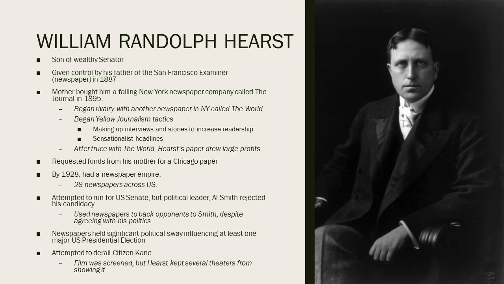So because of Al Smith, William Randolph Hearst could not run for U.S. Senate under the Democratic Party. And Hearst was not the best of losers. So he used his newspapers to back opponents to Al Smith, despite agreeing with his politics. So William Randolph Hearst is a Democrat, at the time a Democrat, and so is Al Smith. But because he doesn't like Al Smith, he backs all of his opponents to get him out of office.